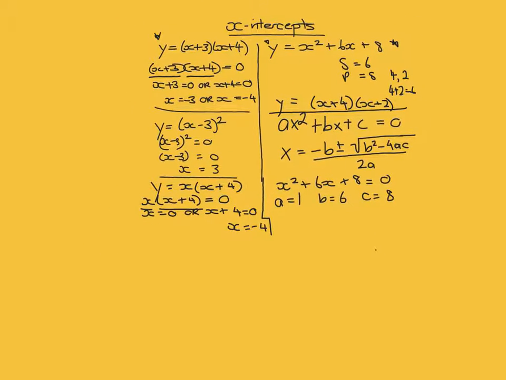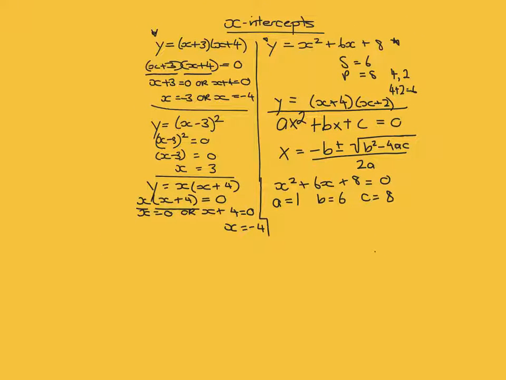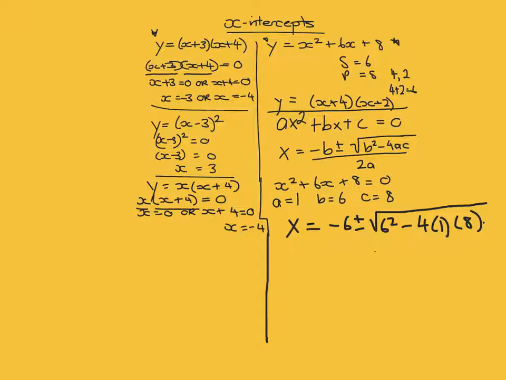It looks like a complicated formula, but if you just go through it step by step, it does make sense. So let's substitute it into the formula. We're going to have x equals negative b, so that's negative 6, plus or minus square root of b squared, 6 squared, take 4ac, that means 4 times a times c, or 4 bracket a, which is 1, bracket c, which is 8, all over 2 times a.